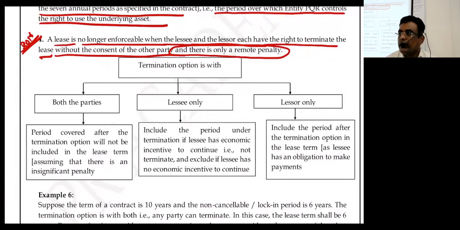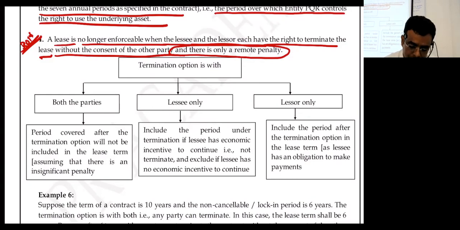Next, what is the penalty? Either no penalty or a 5 rupee, 10 rupee penalty. Very minimum penalty. Without the consent of the other party. I don't need to ask the other party at all. I can close without asking the other party. Or there is only a remote penalty. The termination option is with both parties. Lessee only, lessor only, possible or not possible.